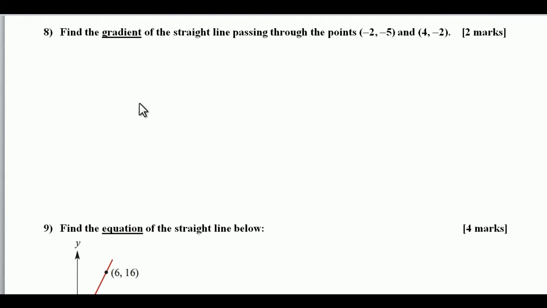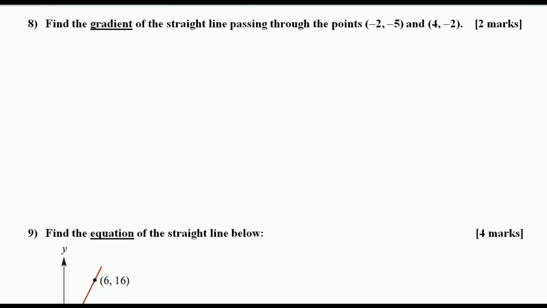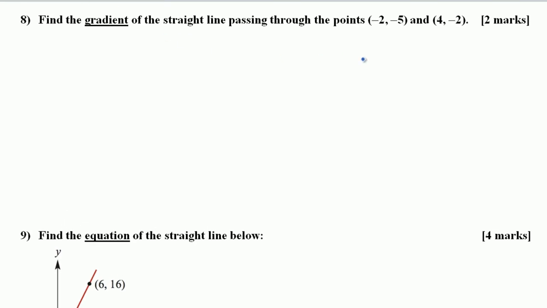Okay, so we'll do question 8 and 9 together because they both use sort of the same thing, just question 9 goes further. So when we're asked to find the gradient, we have just a few steps that we have to follow. So step 1 is basically just to label our points. We label the first point x1 and y1, we'll label the second point x2 and y2. Then we write our gradient formula.